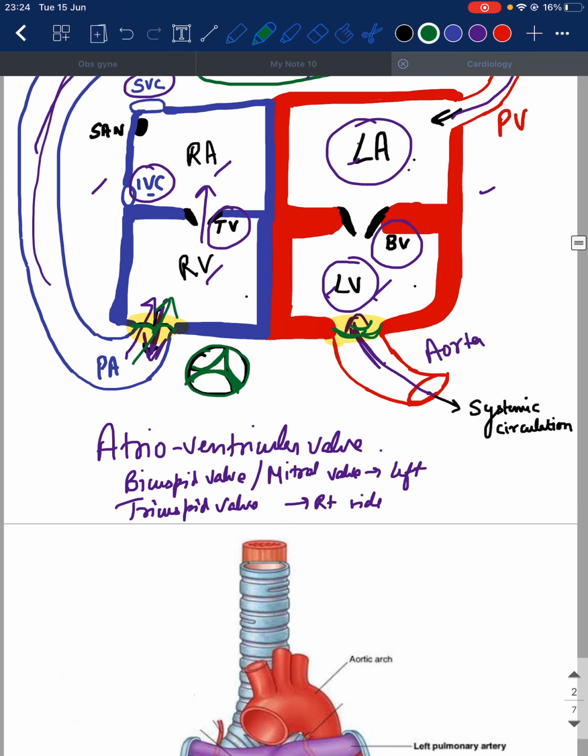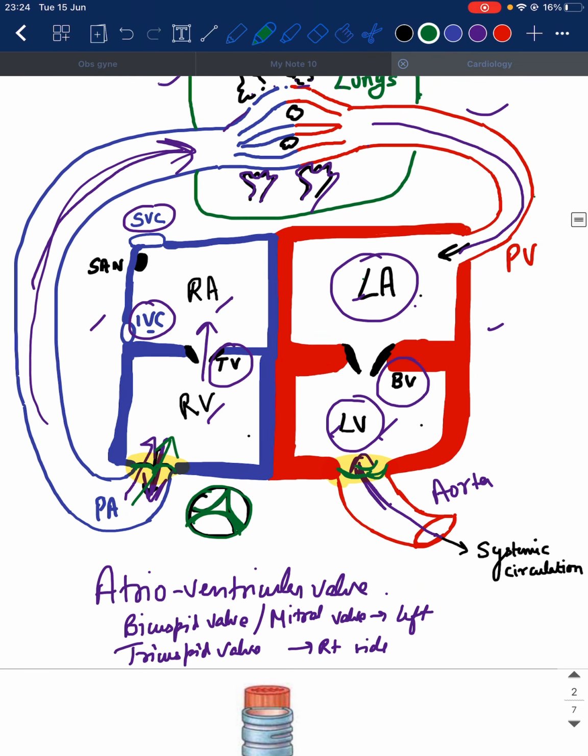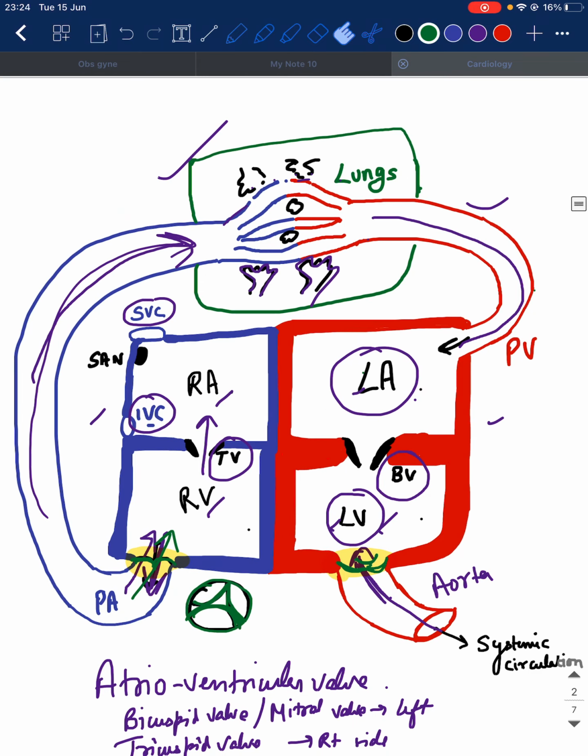Okay, so any deformity or any condition which is damaging the valves can have a lot of problems. So we can have aortic stenosis, mitral stenosis, regurgitation, and a lot of other things. Not going into detail right now. Okay, so we have understood the circulation.